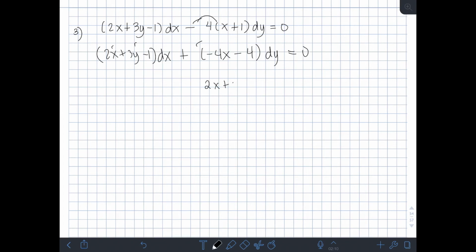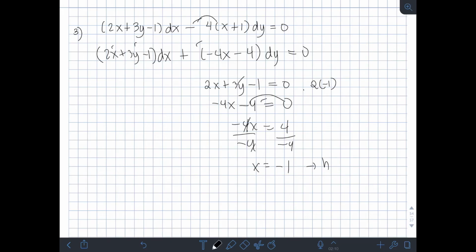So, 2x + 3y - 1 equated to 0, and then -4x - 4 equals 0. So, masasolve natin agad dito si x, right? So, -4x is equal to, transpose si -4, magiging positive 4. Divide both sides by -4. x is equal to -1. So, siya si h. So, para masolve natin si y, substitute natin ngayon dito sa equation 1 yung x na -1, then solve for y.